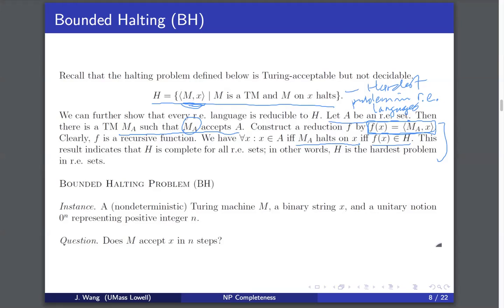Because of this, it motivates us to think about a bounded halting problem in the setting of time-bounded computation. So now let's look at this problem. The instance of this problem is a non-deterministic Turing machine M, a binary string x, and a unary notation 0 to the n, representing a positive integer n. So I have this encoding M, x, 0 to the n. This just indicates that this is integer n, so that the size of 0 to the n is just n.